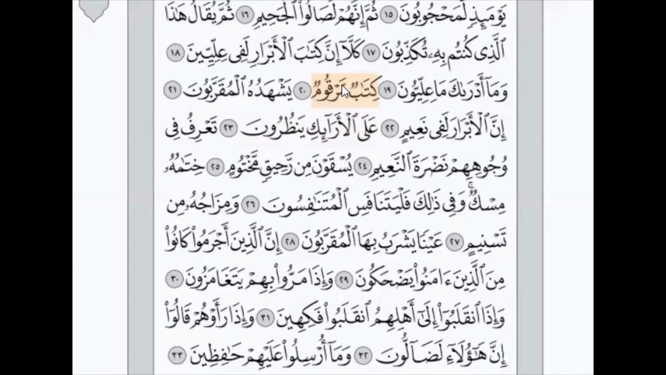Ra here has a sukoon, it is preceded by a letter with fatha, so it is heavy. Qaf has a dhamma, it is heavy on the 3rd scale. And waw here is mad arid li sukoon, extended for 2 or 4 or 6 counts.